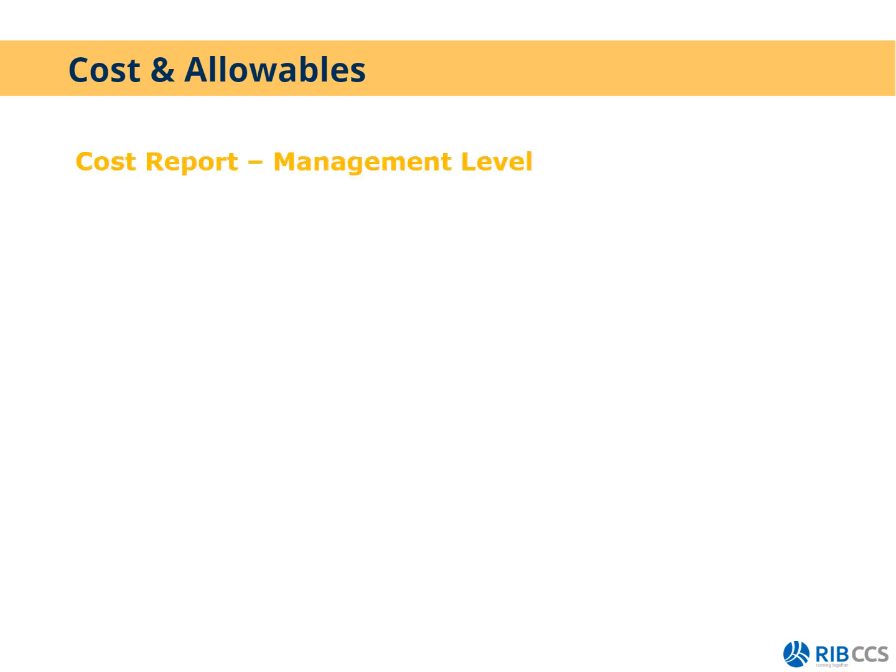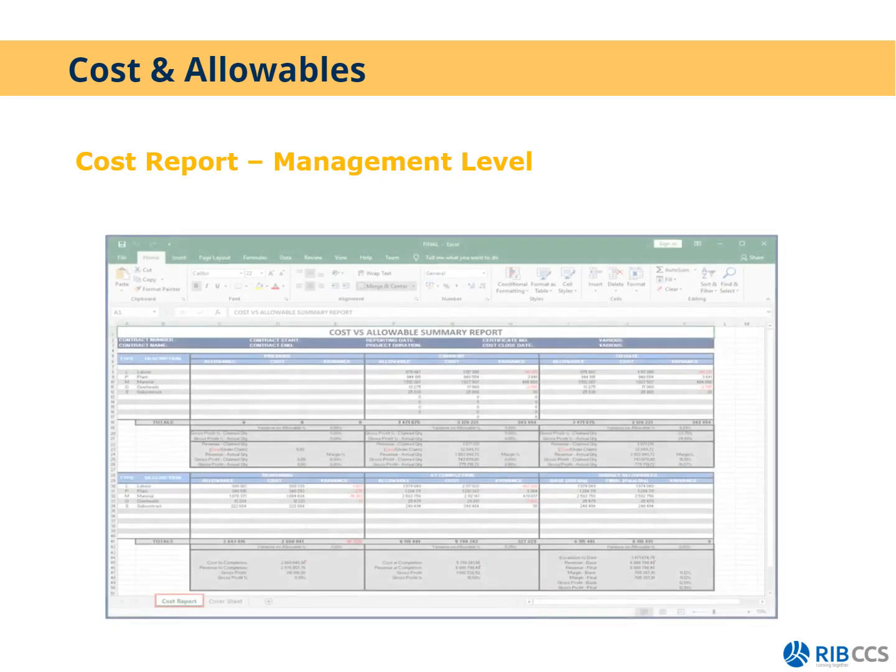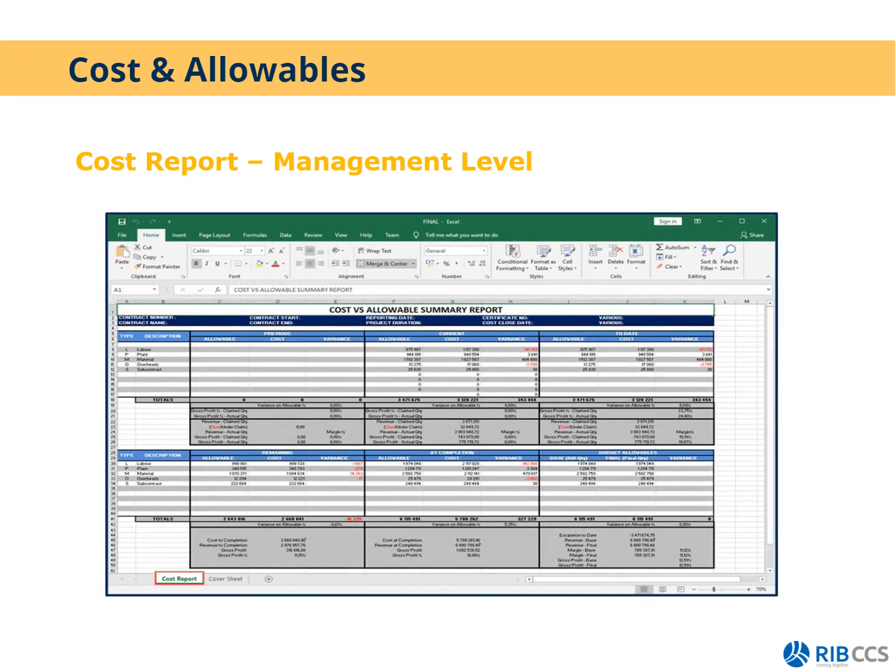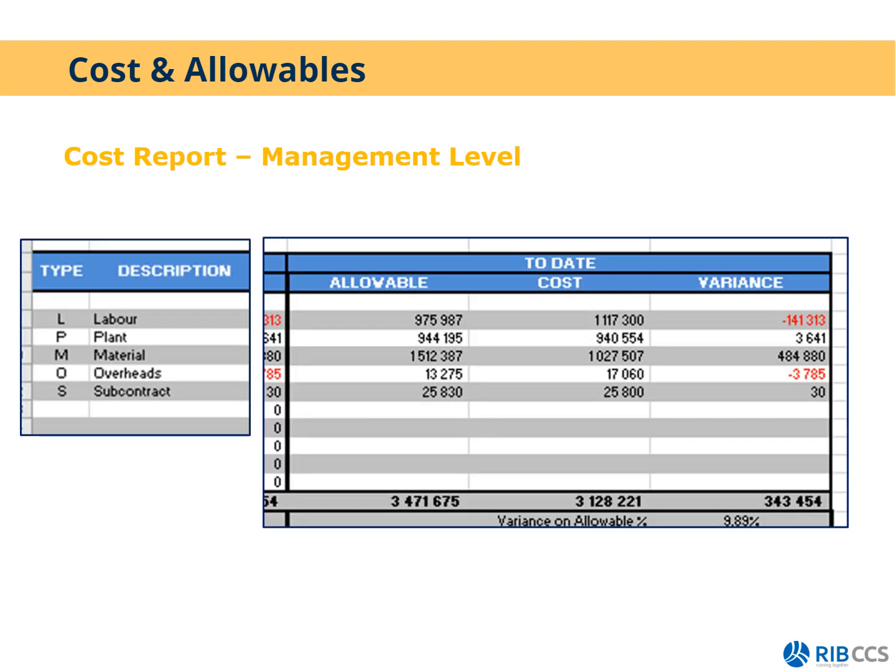In Candy, we will then generate a cost report at management level. This Excel cost report is supplied to our clients for free by RIB CCS. And this cost report Excel, if we zoom in a little bit, is on management level. After you've done the cost and allowables analysis in Candy, you can export the information, and you can then see on your resource type, labor, plant, material, overheads, and subcontractor, for example, the to-date allowable, the to-date cost, the variance. You can analyze how the project is doing. You'll also see the current value. We're going to look at that in a little bit.